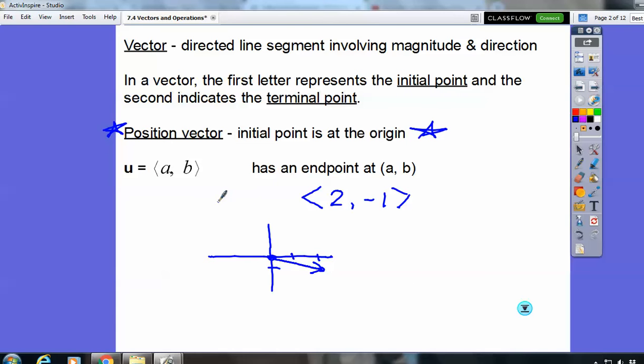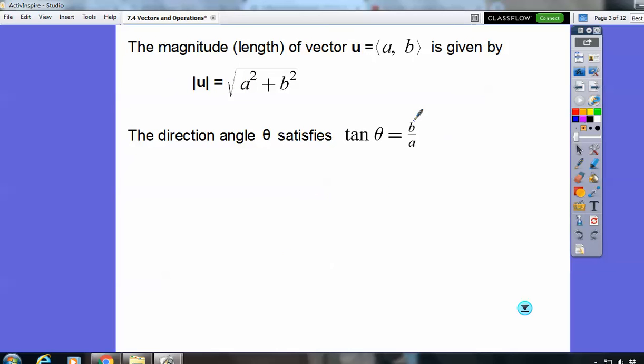Now there are a couple things that we are going to be looking at with the vectors. We are going to talk about magnitude and direction. Magnitude. Okay, a lot of times vectors are written in bold, so that bold u just means vector u. The magnitude looks like an absolute value with the vector in the middle. It's the square root of a squared plus b squared, which really is just kind of like if you had done the distance formula between the original point (0, 0) and your ending point (a, b). That's the same thing you would get.